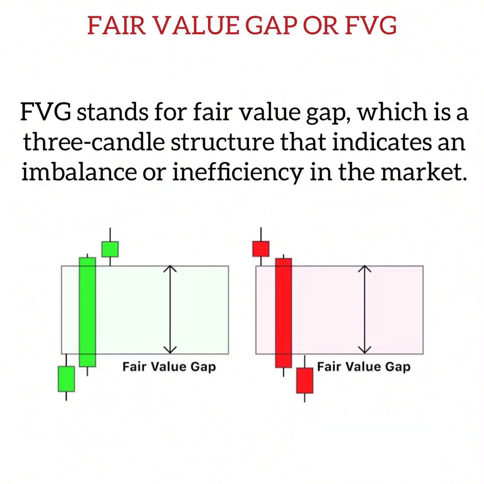The fourth is the fair value gap, or the FVG, which is a three candle structure that indicates an imbalance or inefficiency in the market, where the tails of the first and the third candles do not meet each other, making the middle candle have an inefficiency or an imbalance in the market, making it a very good point of interest as the market tends to come back to pick up the remaining orders before moving in the normal direction.